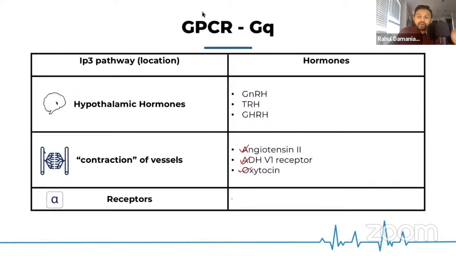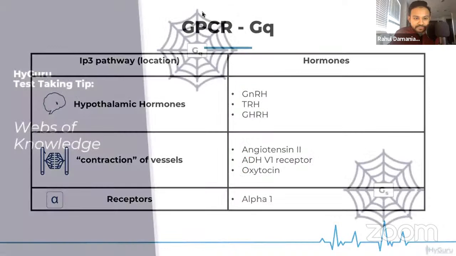And then which receptor is going to be GQ mediated? Well, you got it. It's going to be the alpha-1 receptor primarily. And that one is also going to cause contraction of vessels. Very important for you to know that norepinephrine and phenylephrine are what we call alpha-1 agonists. And these alpha-1 agonists are going to cause vasoconstriction.